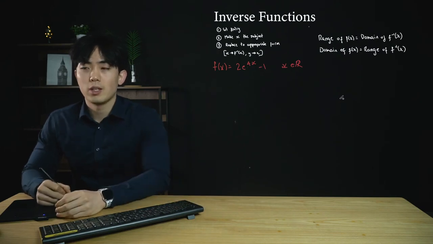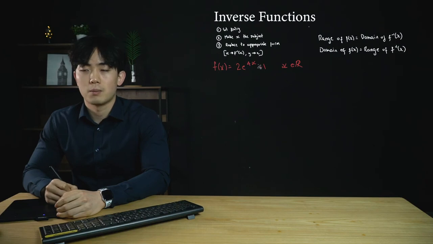The next example I want to do is an exponential function. So we have f of x is equal to 2e to the 4x minus 1. And we've been given a domain, x being any real numbers, or all real numbers. So let's go about trying to find the inverse.